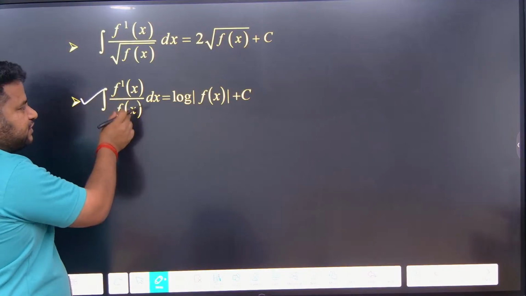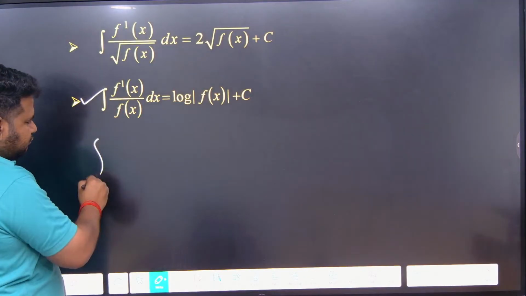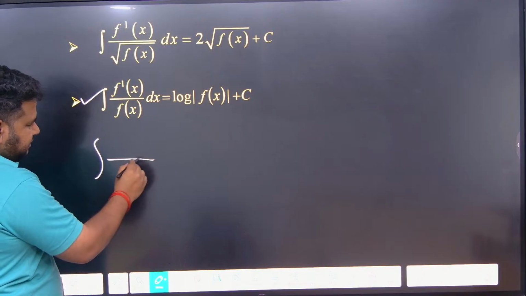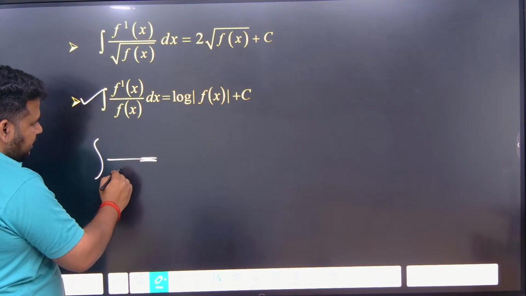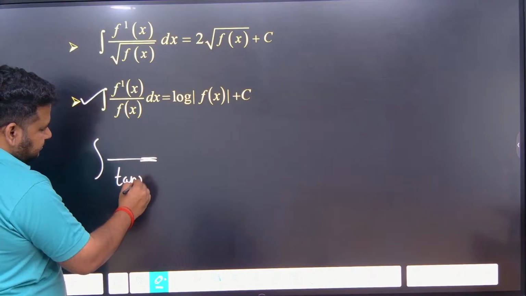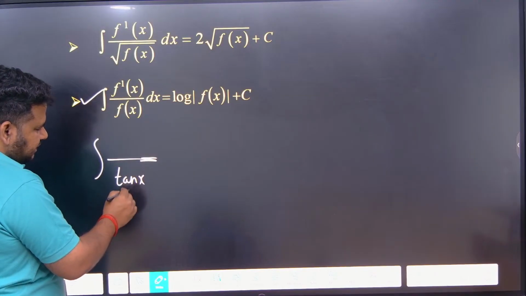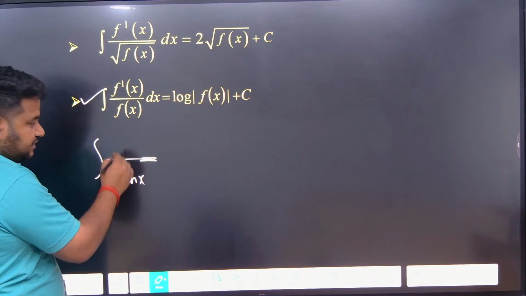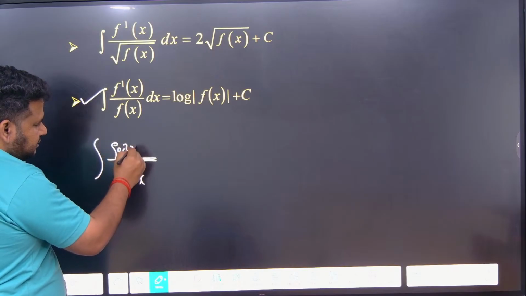Integration of f dash of x by f of x. That is, you have a function such that, suppose I write the integration of tan x. Derivative of tan x is what? Secant square x.